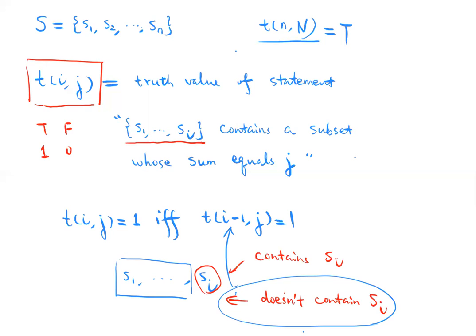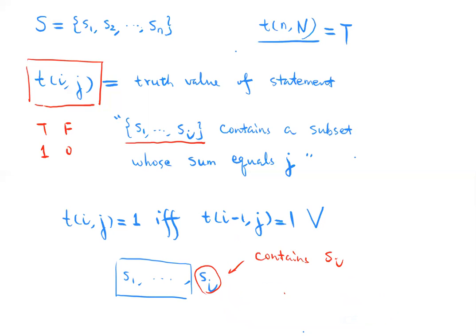So if it does not contain this particular element Si, we have this one. Otherwise, we can ignore this case. So this case has been done. It contains Si. When it can contain Si, the value of Si should not be too large, should not be more than j. If it's more than j, we cannot include it. So Si must be at most j.